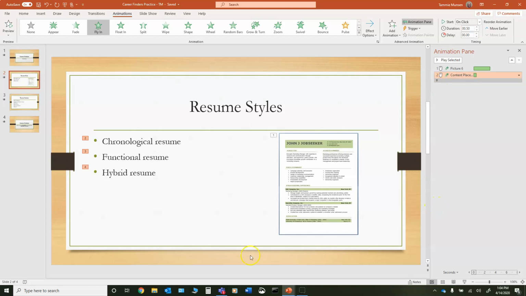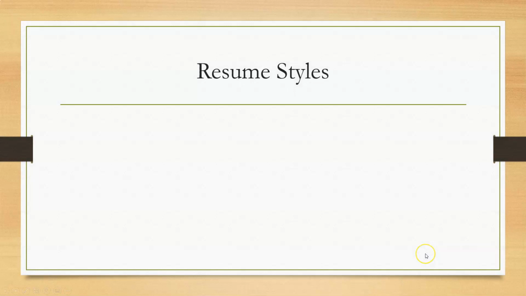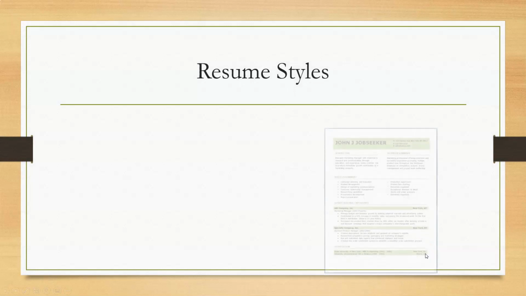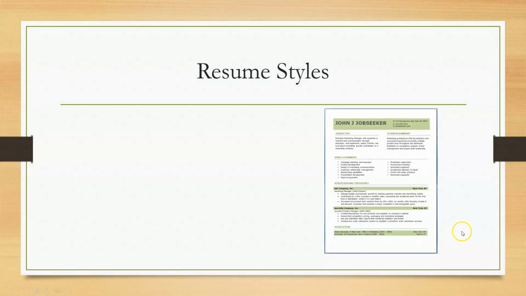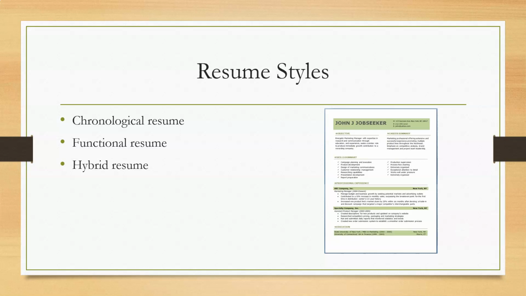Once I have an animation set, I want to preview it. So I click on the Run button so I can preview it. So the resume appears. I can talk about chronological resume and let people know what I think. Then I can talk about functional resume. Again, this is all occurring with a mouse click. Then I can do a hybrid resume. And so again, it just becomes your personal style.